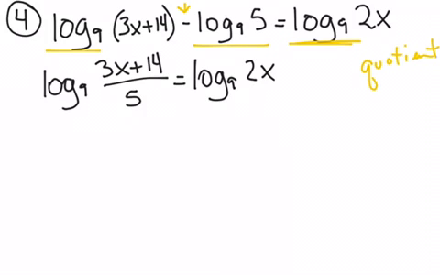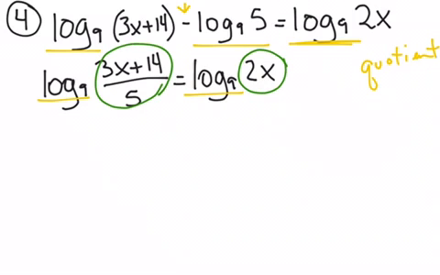Alright, so when we condense that, remember subtraction becomes division, so we end up with log base 9 of (3x plus 14) divided by 5 equals log base 9 of 2x. Again, we are in the situation where we have logs in the same base, so that means our Freds have to be equal to each other. So let's drop the logs. We get (3x plus 14) divided by 5 equals 2x.